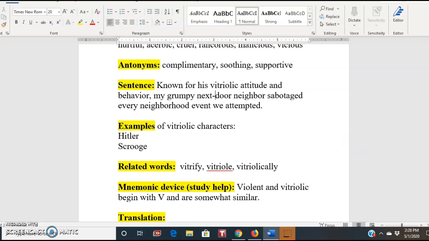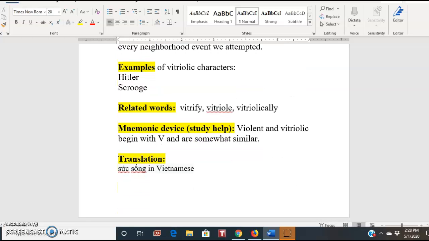Then we try to get some related words, and these are derivatives. So we talk about how we would say it if it were a verb, and that would be vitrify. And what about a noun, vitriol? And what about an adverb? So then we have sort of four words for the price of one.